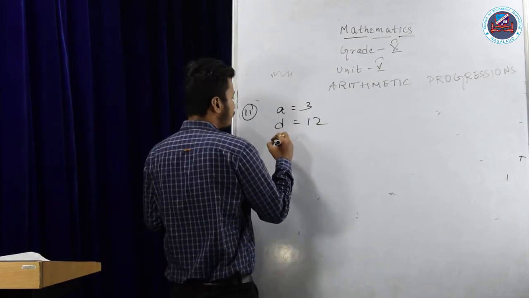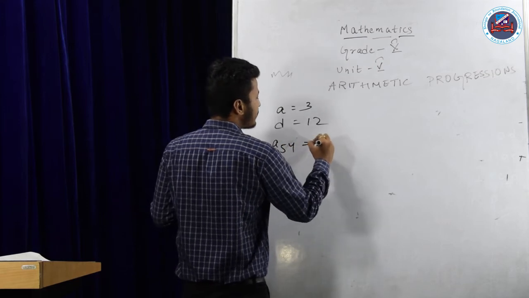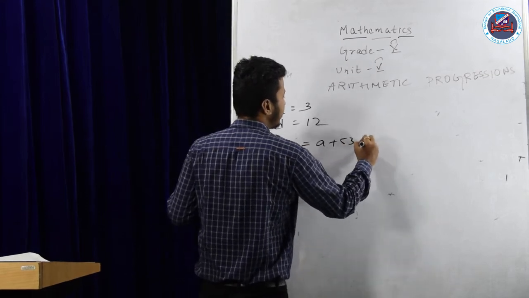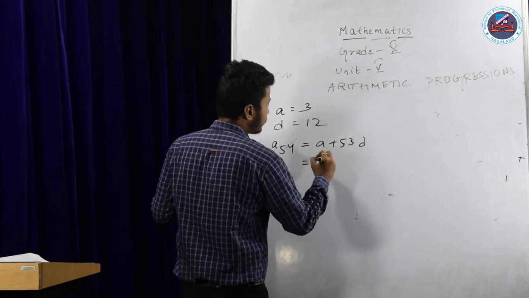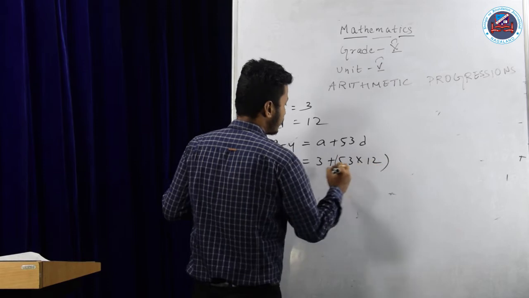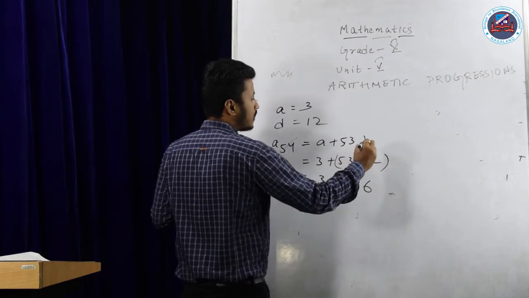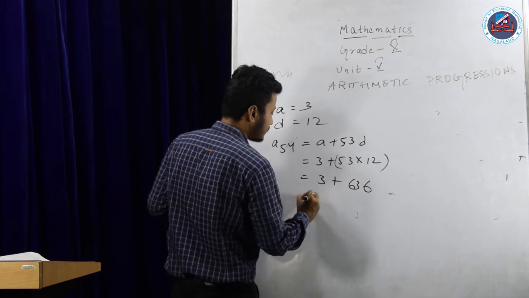So what will I find out first here? A54. A54 can be written as A plus 53D. That is 3 plus 53 into 12. That is 3 plus 636, which is 639. The answer is 639.